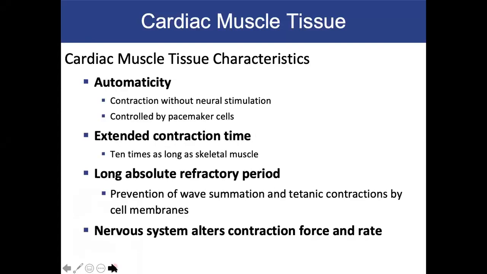Okay, so cardiac muscle tissue is really cool. You can take the heart out of the chest and it'll continue beating as long as it has nutrients and oxygen. And so cardiac muscle is different from skeletal muscle in that it is automatic. So it contracts without nervous input. Your brain doesn't tell your heart to contract, it just alters the force and rate of contraction.